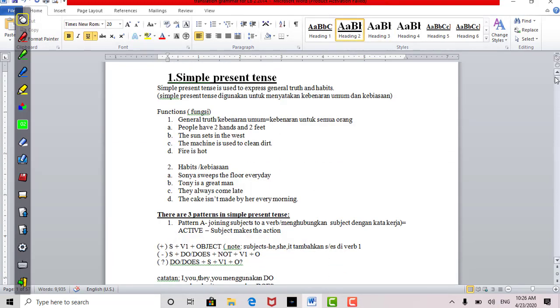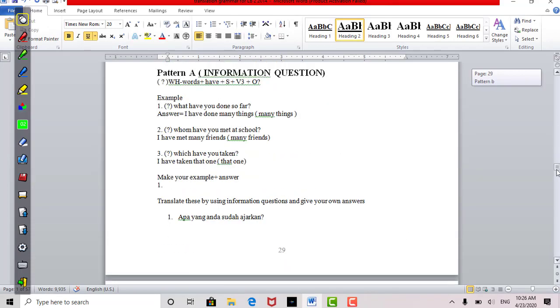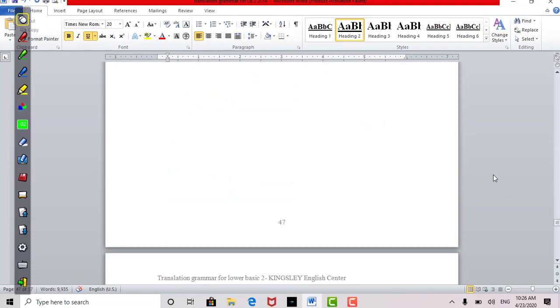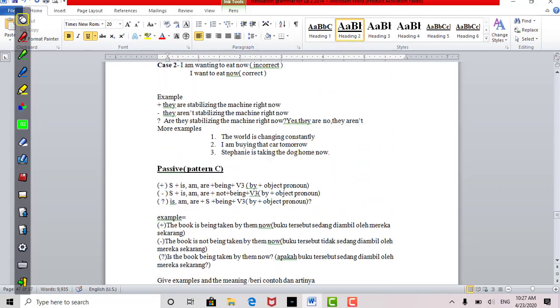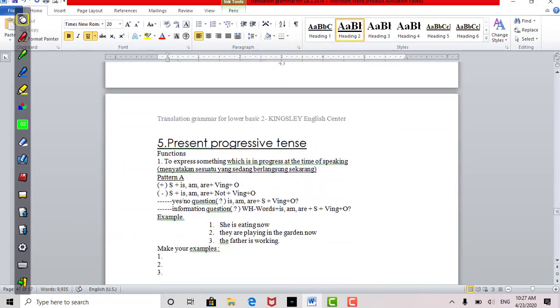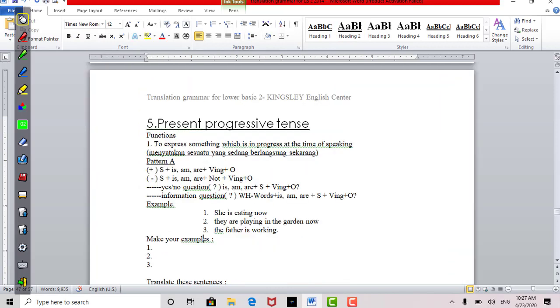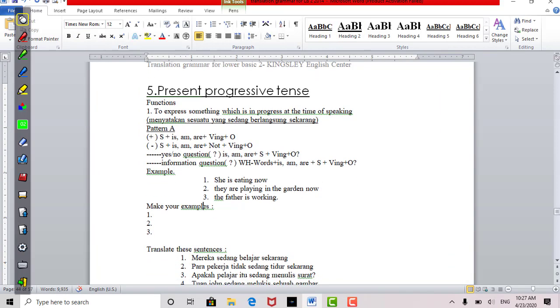I will try to see this one first on page 40. I think this one should be 45 or 44. So we will discuss pattern A, pattern B, and pattern C. That's when we talk about present progressive. Again, I will repeat. Present progressive is a tense yang menyatakan sebuah tindakan ketika kamu berbicara, tindakan itu sedang kamu kerjakan. It means to express something which is in progress at the time of speaking. Alright? So it means menyatakan sesuatu yang sedang berlangsung sekarang.